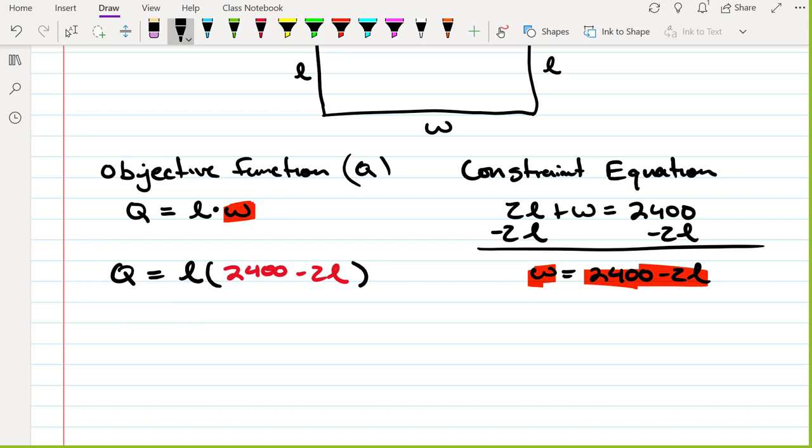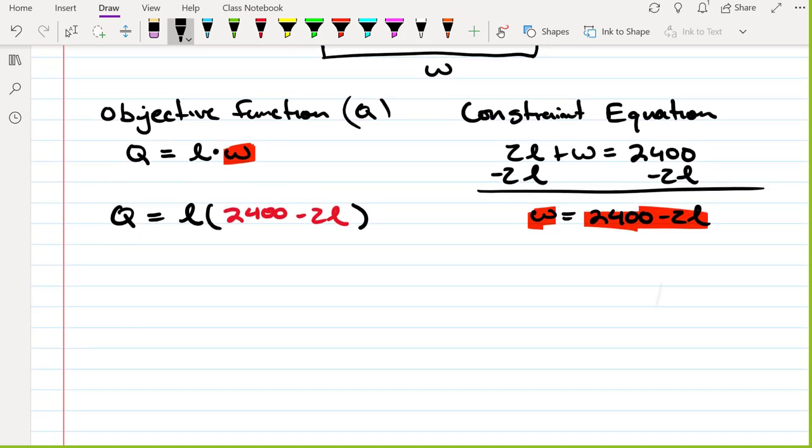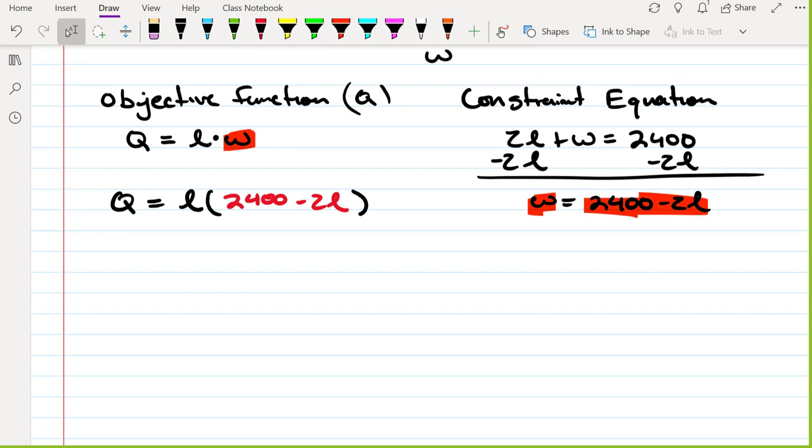So now we have our objective function expressed as a function of just one variable, L. The first thing we need to do is talk about the domain. When we're talking about the domain here, we're not talking about the mathematical domain, because if I were to multiply all of this out, I would get negative 2L squared plus 2400L. Well, this is a polynomial, so what would be its domain?